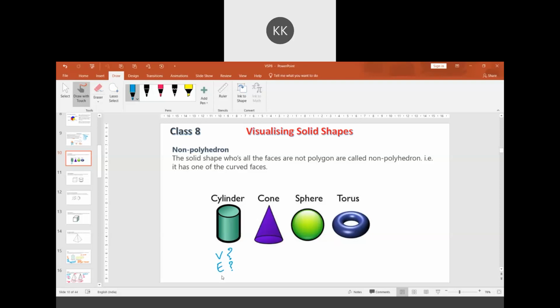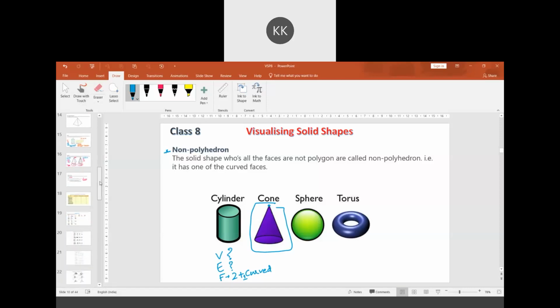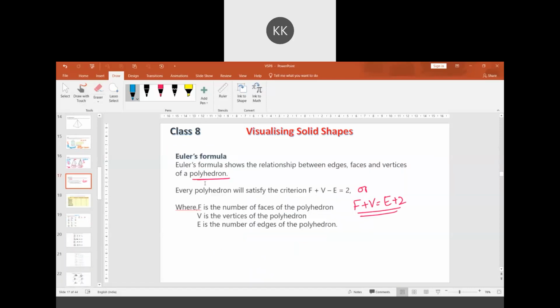Can we find the faces here? Yes, we can find the faces. There are two plus one, two flat faces and one curved face. There is one curved surface also. For this case, if you are thinking that this is the vertex, where are the edges? We can't say that this will be the edge. So for a non-polyhedron, Euler's formula doesn't suit. It is applicable only for polyhedrons.